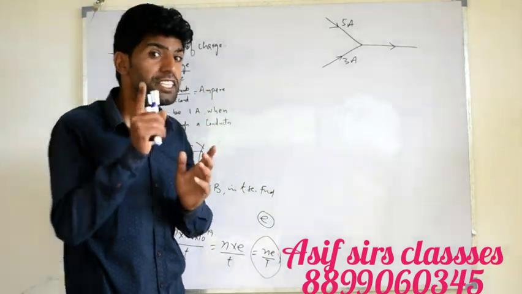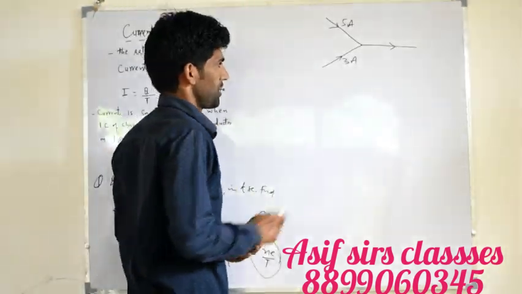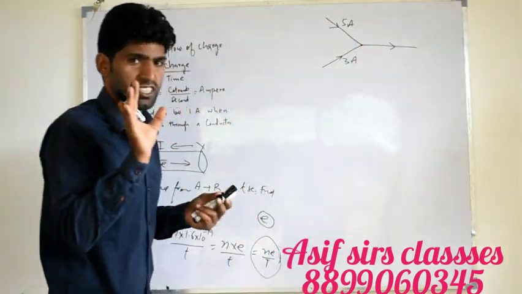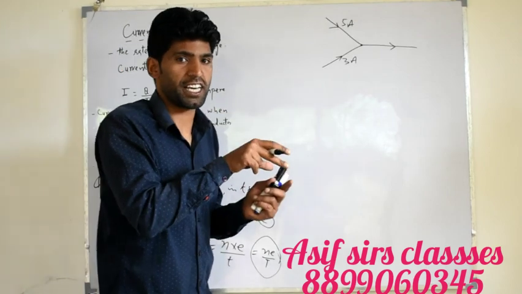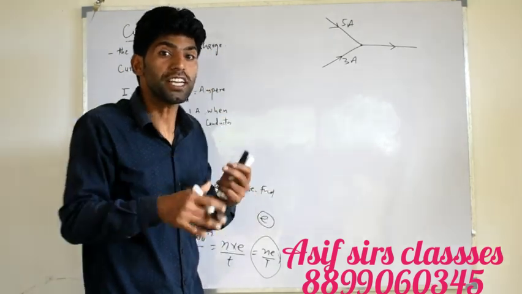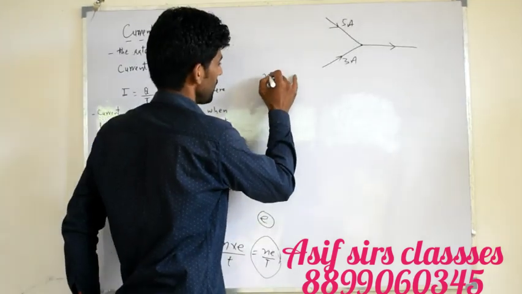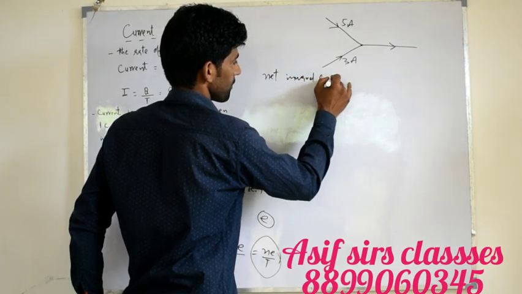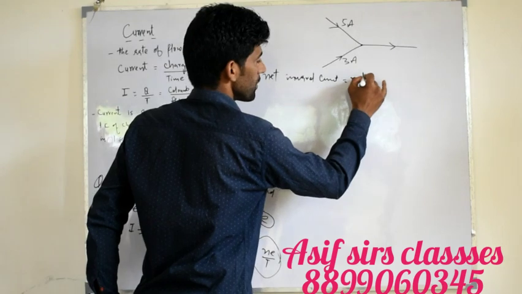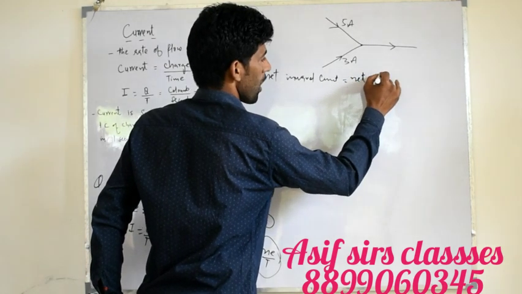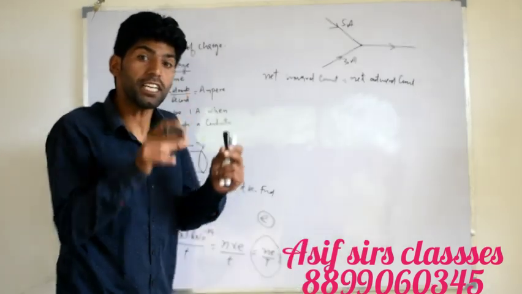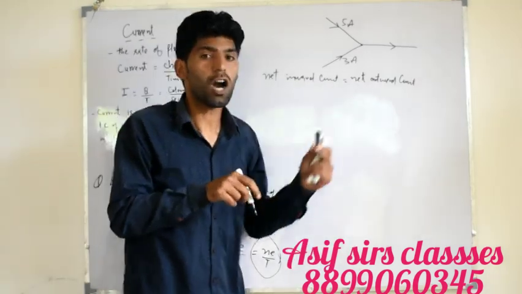Remember, at any junction, junction means this point, net inward current is equal to net outward current. I will write it here. Net inward current is equal to net outward current.